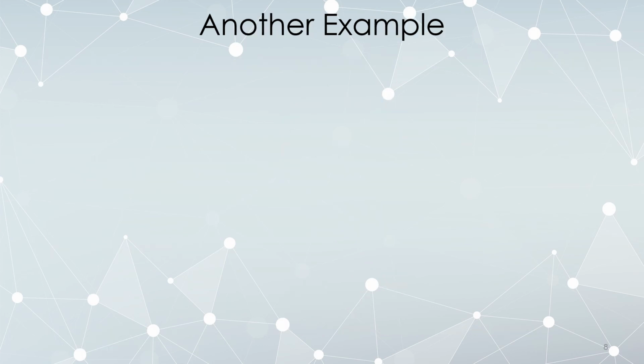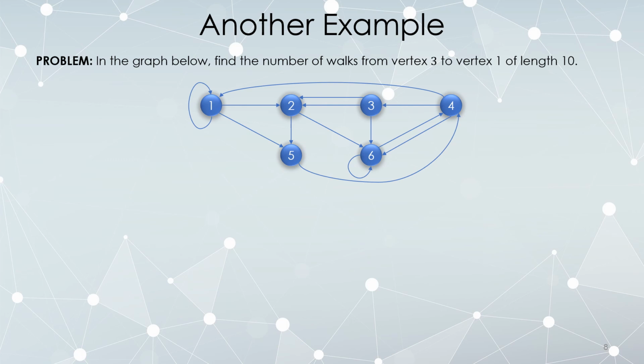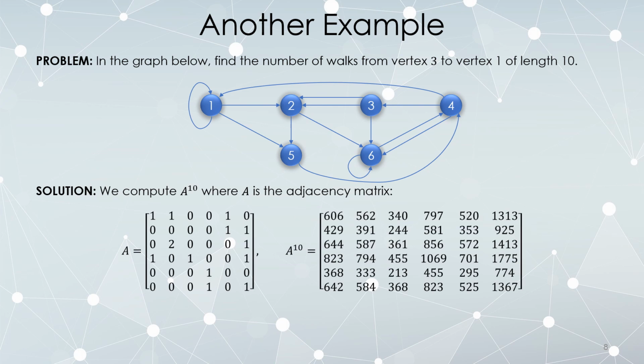Let's take a look at another example. Here's a directed graph, and we want to find the number of walks from vertex 3 to vertex 1 with exactly 10 steps. Now we have to make the adjacency matrix. Here it is. Take a look that this is not a symmetric matrix anymore. For example, A3,2 is 2. There are 2 edges going from vertex 3 to vertex 2, but there are no edges that go from vertex 2 to vertex 3. So A2,3 is 0. Okay, so the entries here account for our directed graph.